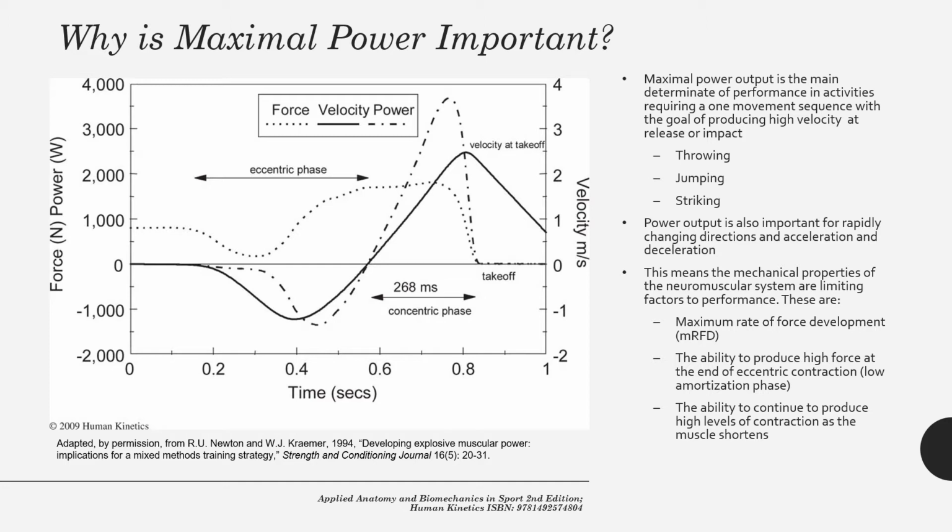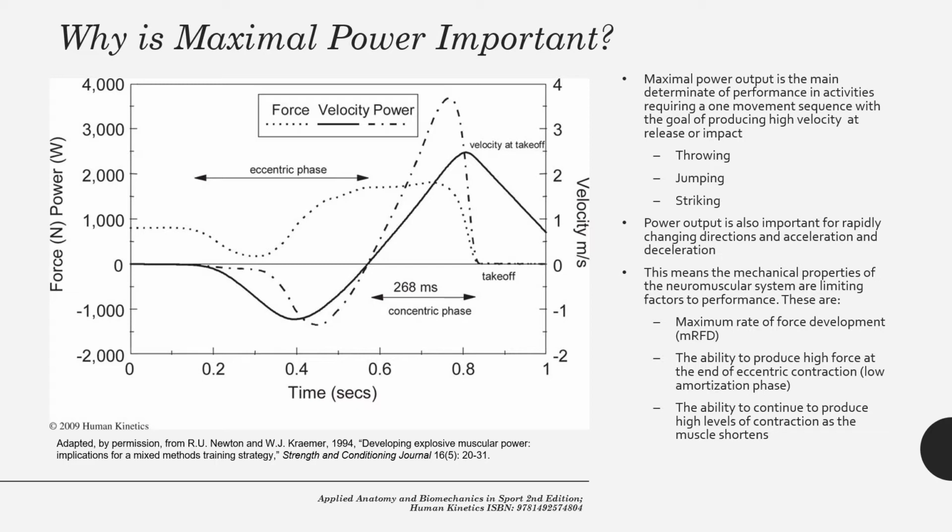Power output is also important if we're going to change directions. So anything that requires an acceleration, then a deceleration, or a change of direction. So think about any sport that involves a cutting movement. Power output is going to be important because it is controlled speed change. This means that the mechanical properties of our body, particularly the neuromuscular system, are going to be our limiting factors for performance. So if we look over here to our left, we have a couple different things going on.